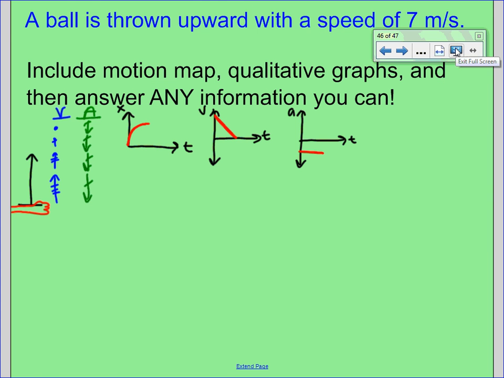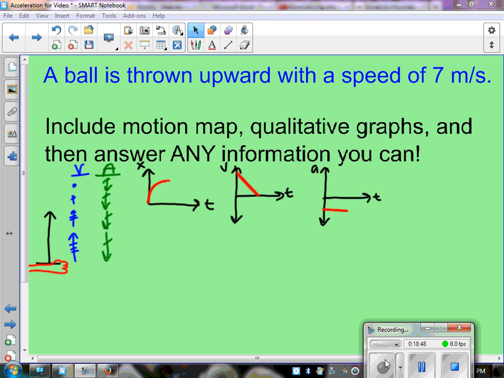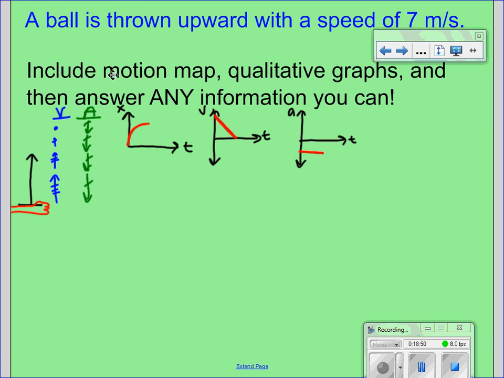Now, what we're going to do is analyze the second part of the motion. I only did the first part of the motion, which was the ball going up. You may have also chosen to finish out the motion and say, well, whatever goes up must come down. So let's look at that situation if you were to do the whole range of motion.